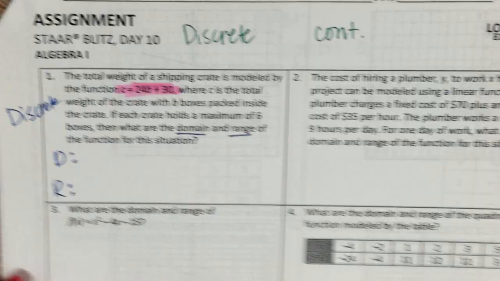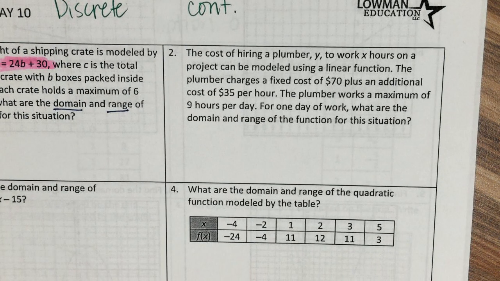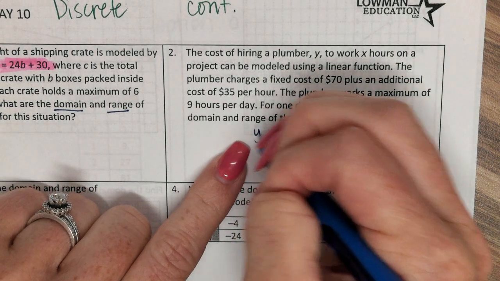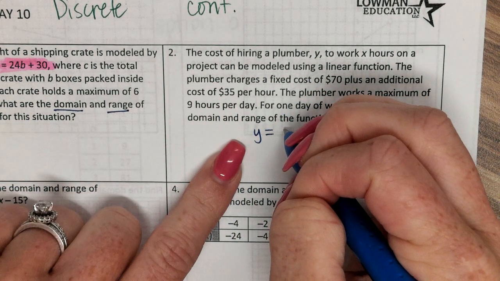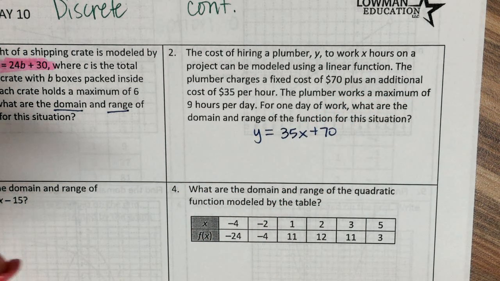Now look at number 2. The cost of hiring a plumber to work X hours on a project can be modeled using a linear function. They didn't give you the function, just so you know. The plumber charges a fixed cost of $70 plus an additional $35 per hour. Can y'all write a function out of that? Y equals what? 35x plus 70. 35x plus 70. The plumber works a maximum of 9 hours per day. What is the domain and range?